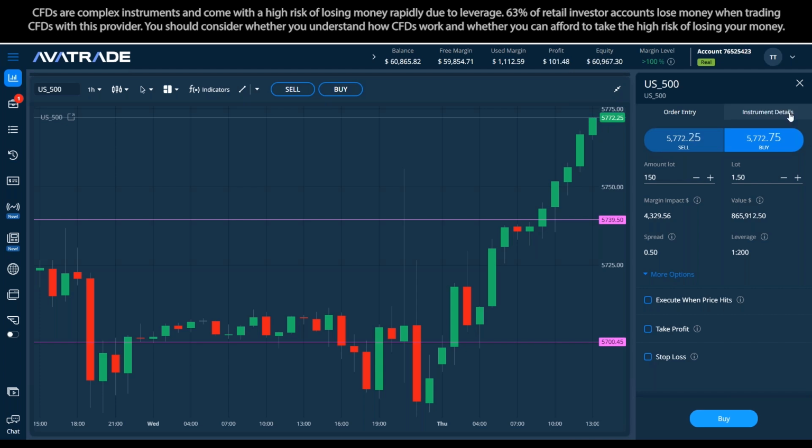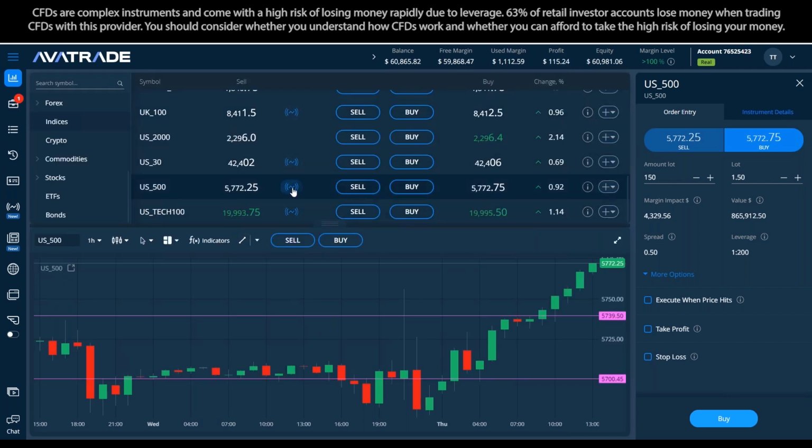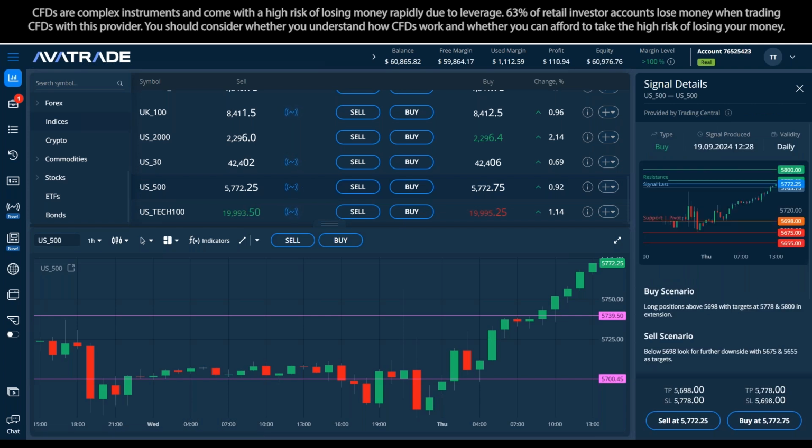We can try and take a look. Let's see, was there a signal on this? US 500, the buy signal. It has not reached the take profit zone yet. Looks like another solid signal from Trading Central.